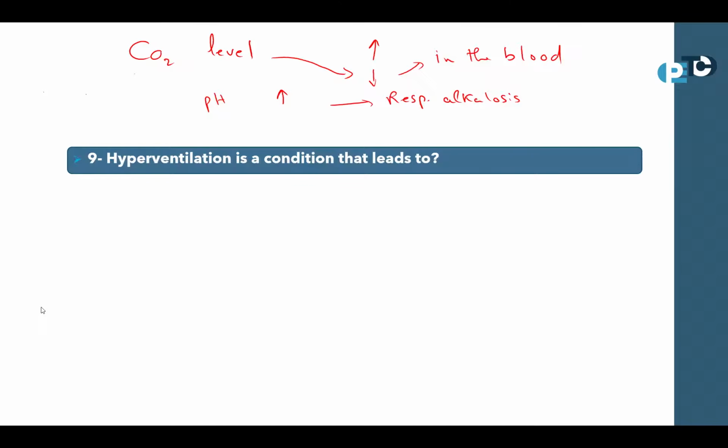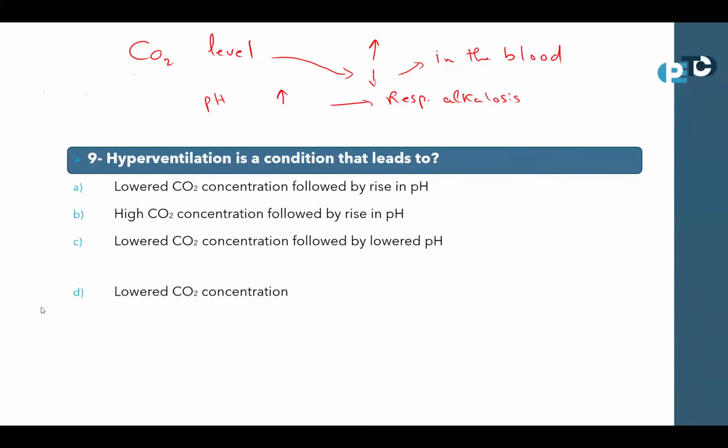Let us see the choices for this one. Hyperventilation is a condition that leads to lowered carbon dioxide concentration followed by raising pH. Yes, of course, it is the right statement. What about the others? High carbon dioxide concentration is wrong. Lowered carbon dioxide concentration followed by lower pH is wrong.